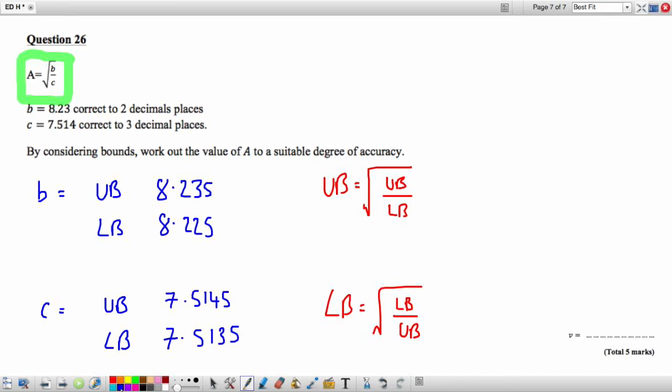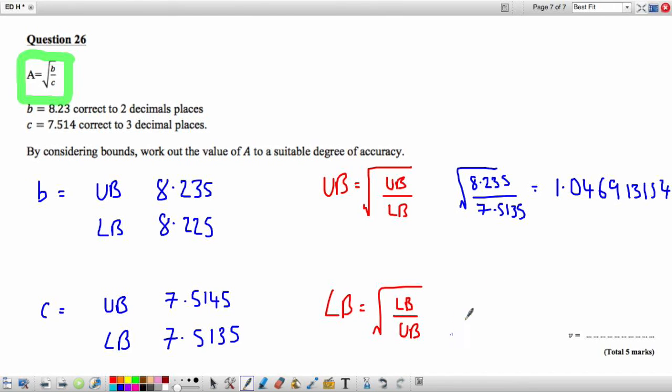So let's now substitute the numbers into the right places. So for here, we're going to be doing the square root of 8.235 divided by 7.5135, which is going to give us 1.046913154.